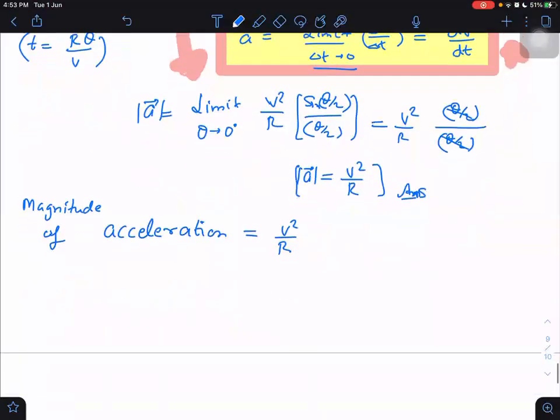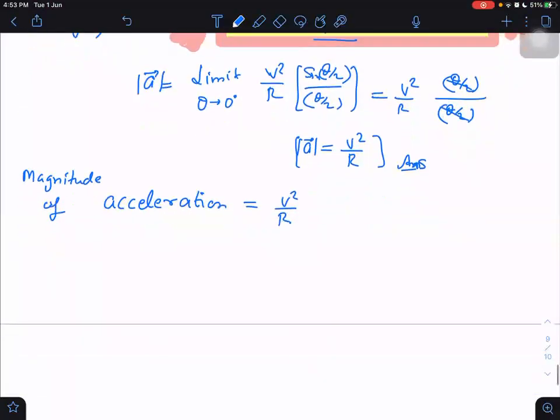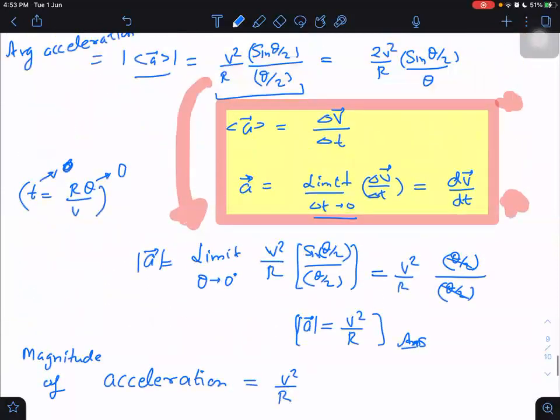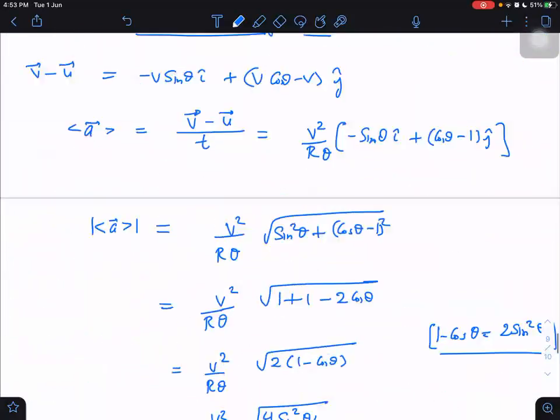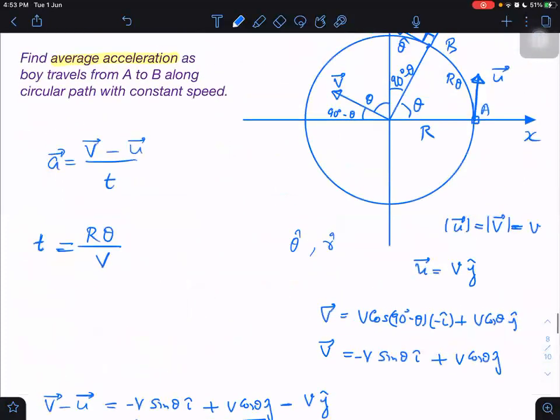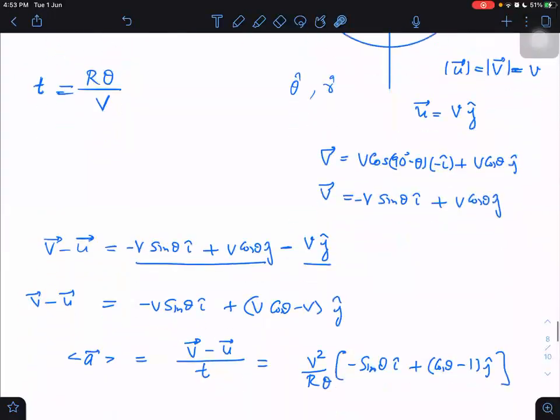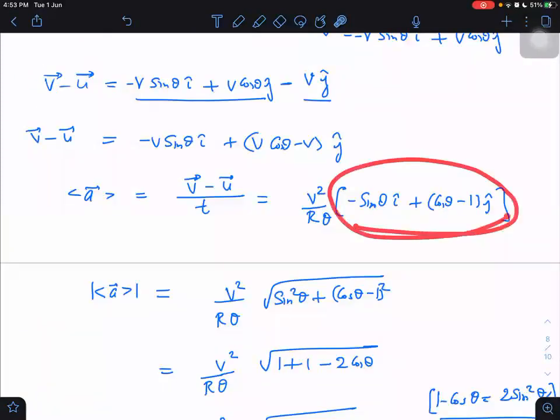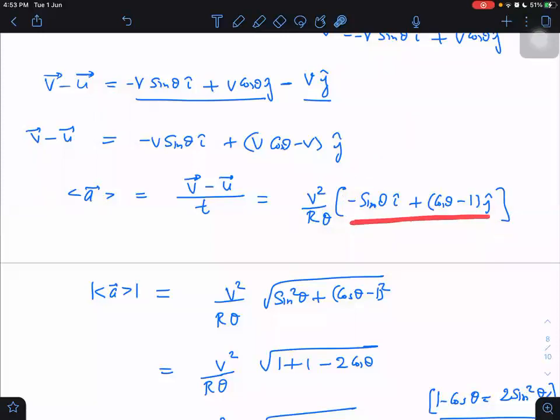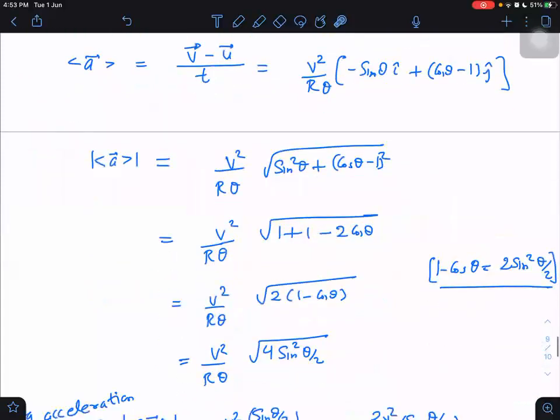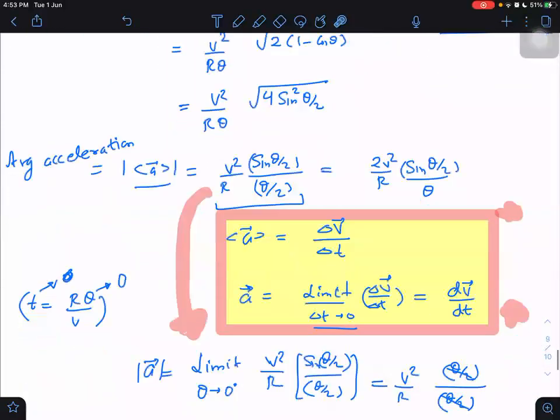So the magnitude of acceleration is v square by r. Now this boy asked a genuine and nice question: what would be its acceleration direction? Direction will be found by this. How can we find direction from this? See, it has complete information, including direction. If I take magnitude and multiply by a unit vector, I can do the same thing here. Here also I can multiply by some unit vector.